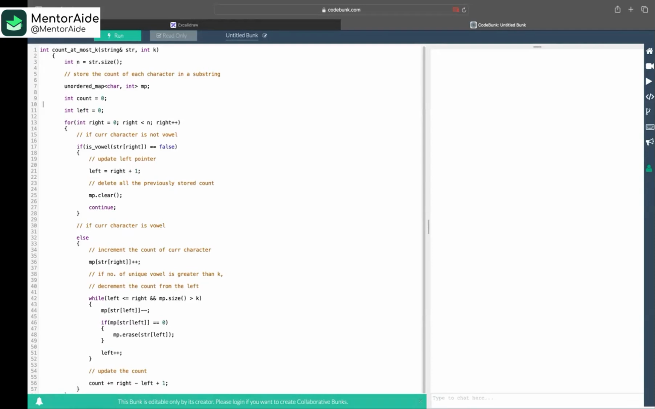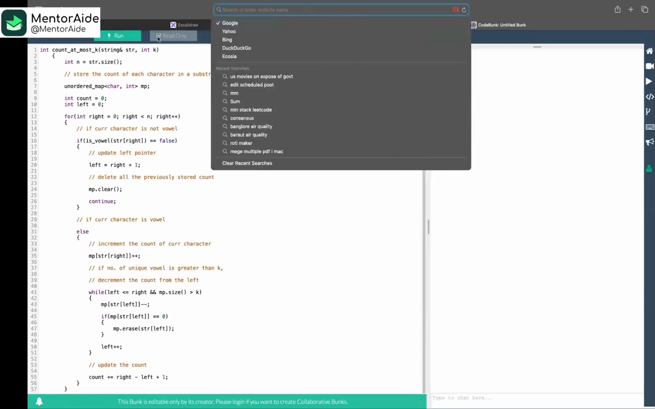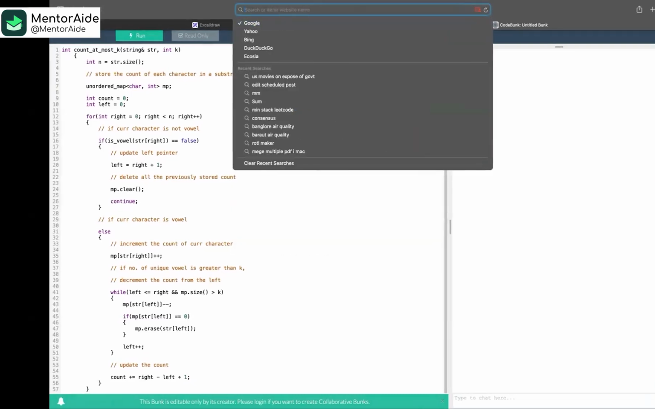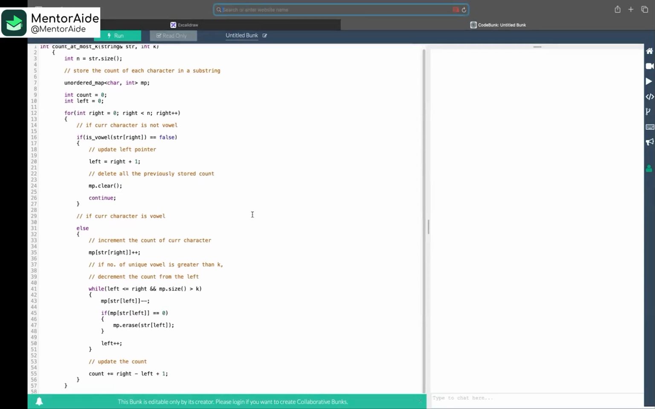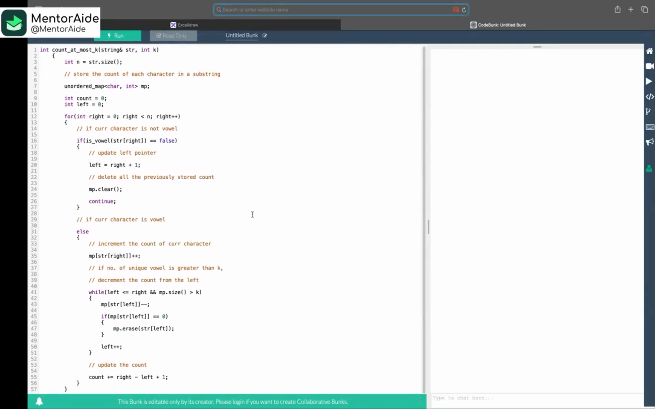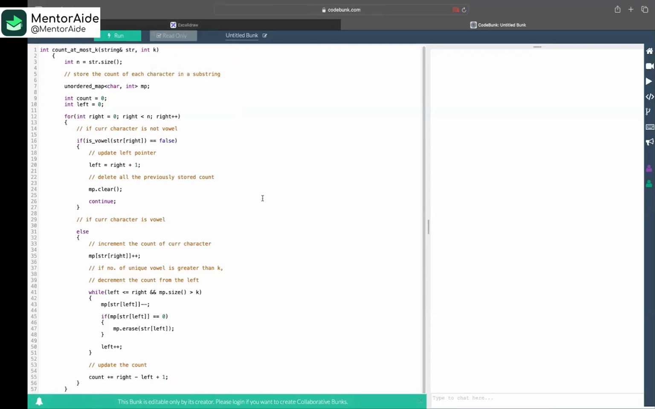See if you are able to understand the code or not. Sharing the link also so that you guys can easily play with it. I think this was an interesting question. Go through the code and let me know if you guys are able to understand it or not.